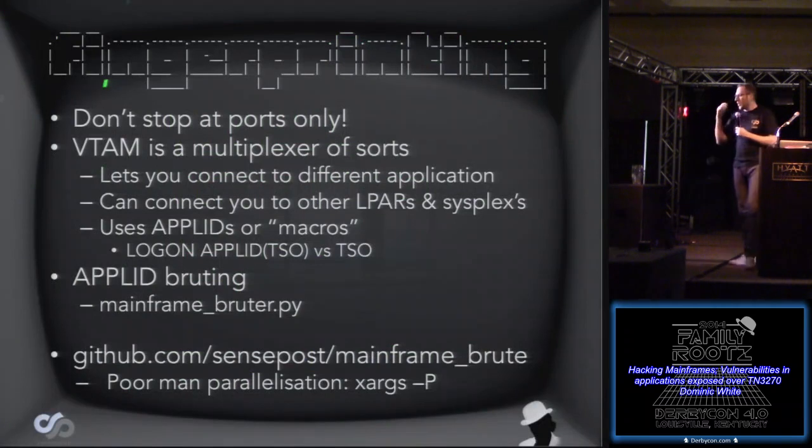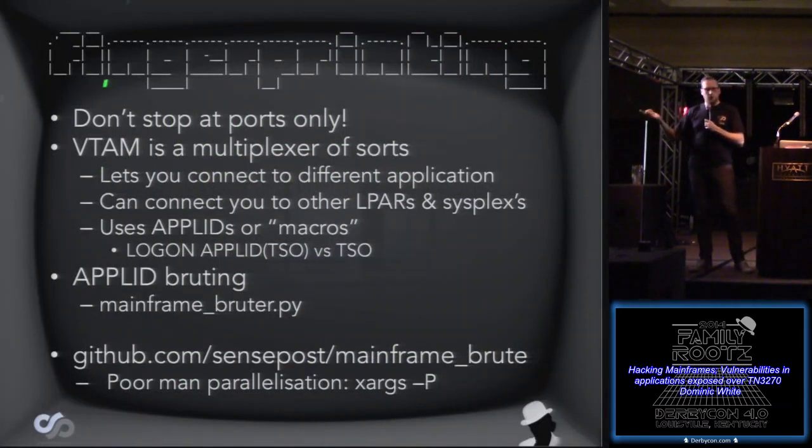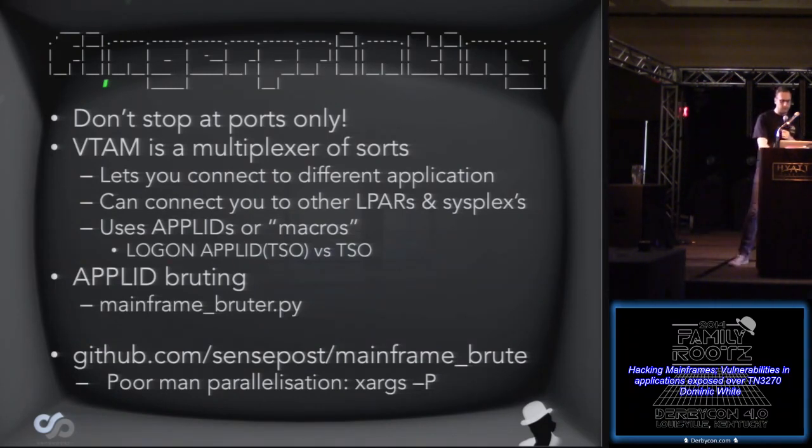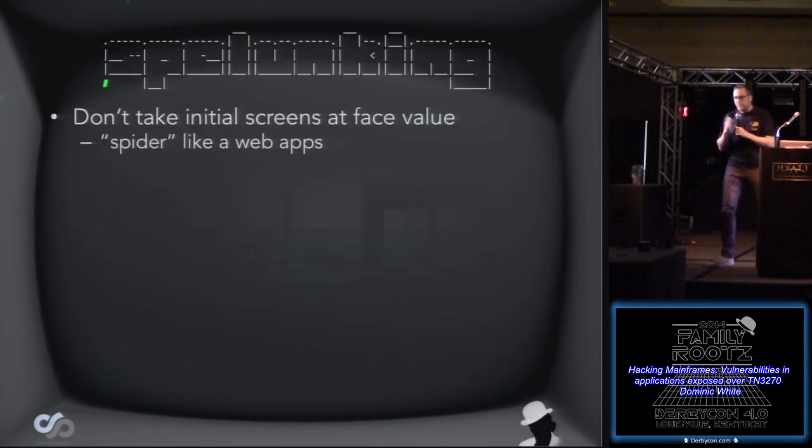So if you want to go big with this stuff, xargs -P, if those of you familiar with Linux know about xargs, if you're not, don't worry about it, but dash P will allow you to create different threads for each task that it does. You can scale that up massively against the right parts of the mainframe. Okay, but then we've got to go spelunking, right?